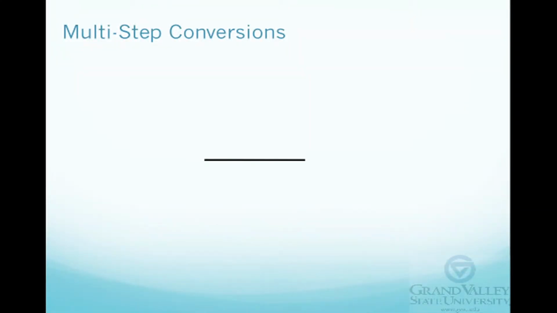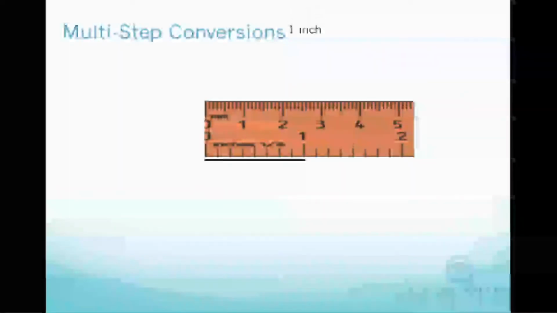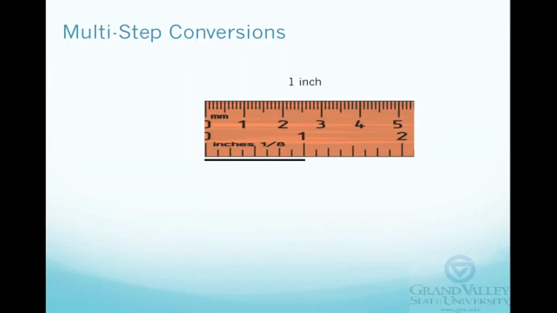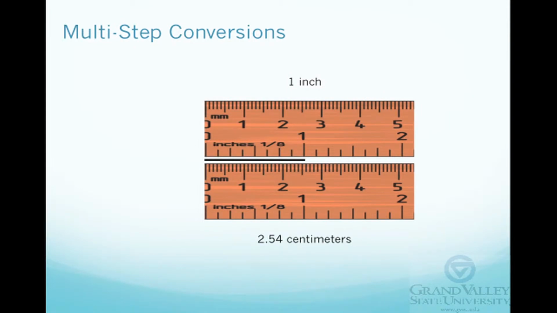Let's measure this line in inches using a ruler. We find that the line is 1 inch in length. Now let's measure the same line using centimeters. We find that the line that is 1 inch long can also be described as being 2.54 centimeters long. With this knowledge, we can clearly say that 1 inch equals 2.54 centimeters.